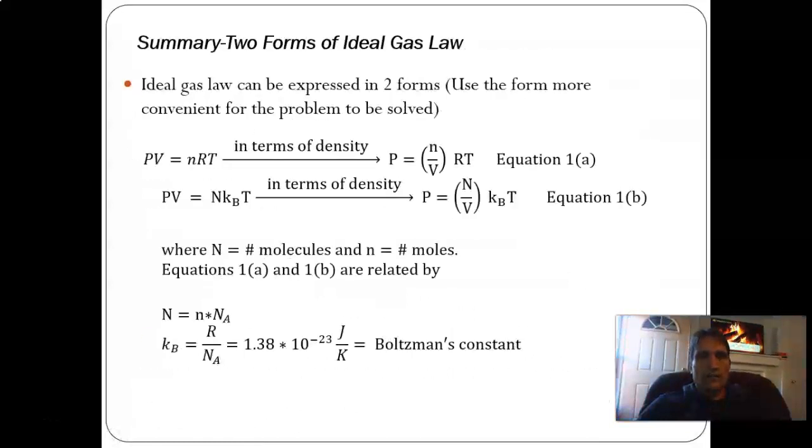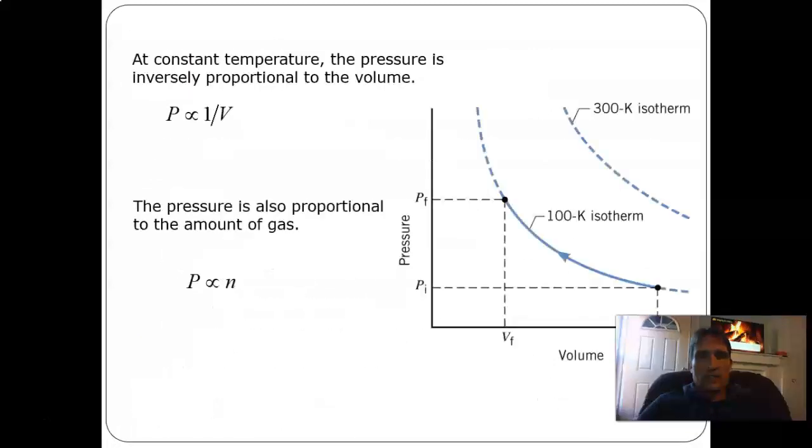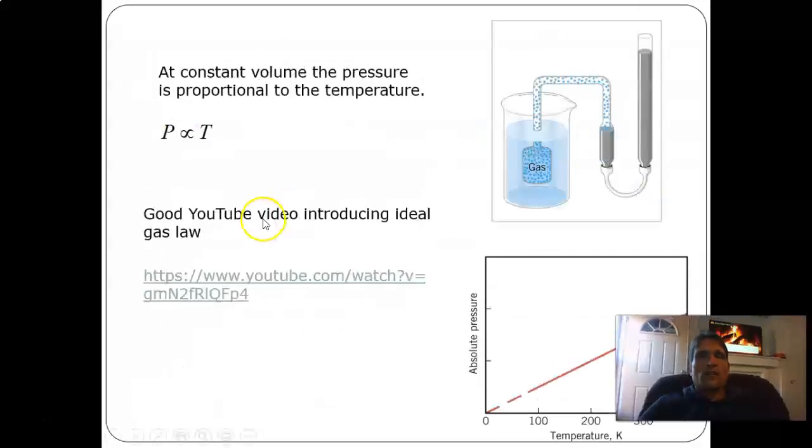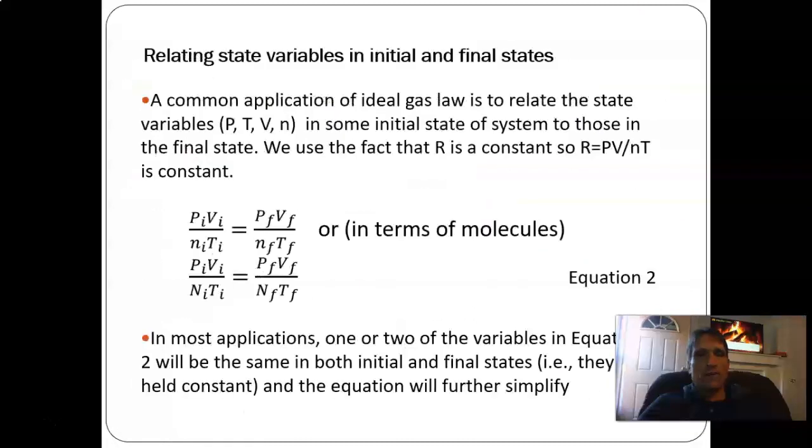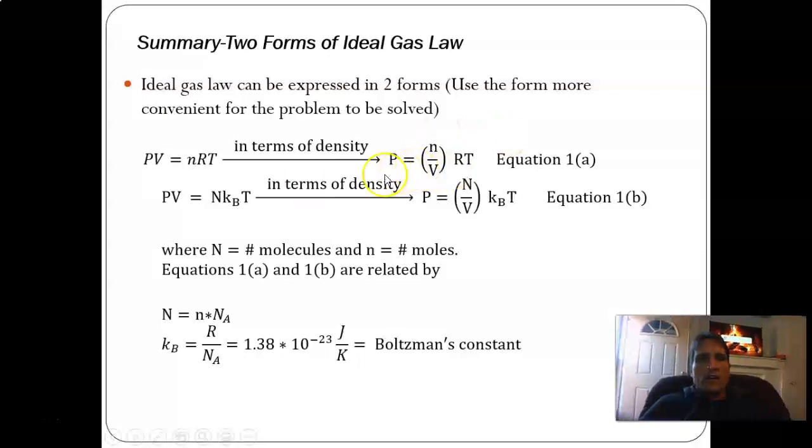And so in mathematical form, we can see that the pressure is proportional to the temperature, and the pressure is proportional to the number of molecules. So we're going to be relating states, and so in this case, since PV is equal to nRT, if we divide both sides of the ideal gas law by n and T, we get PV over nT is equal to R.